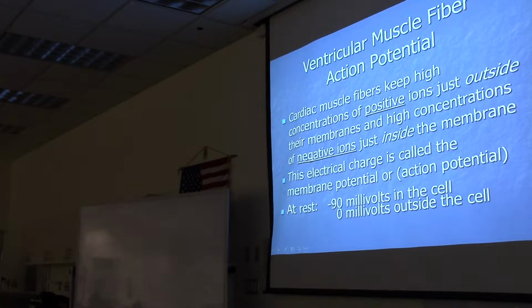So it says at rest, you could stick a little voltmeter on the cardiac muscle cell and measure what the charge is outside the cell. It would say 0. And you put it inside the cell, and it says it's minus 90 millivolts inside the cell. So there's a difference in charge from the outside of the cell to the inside of the cell.